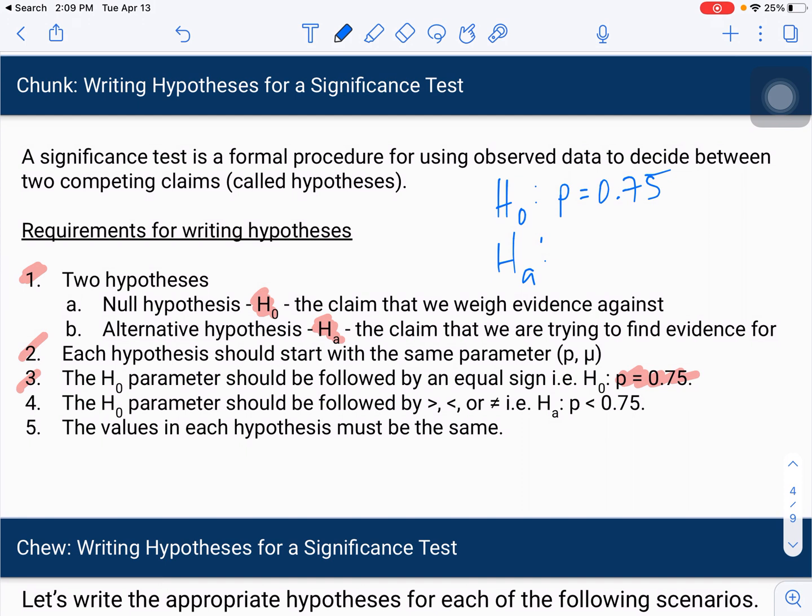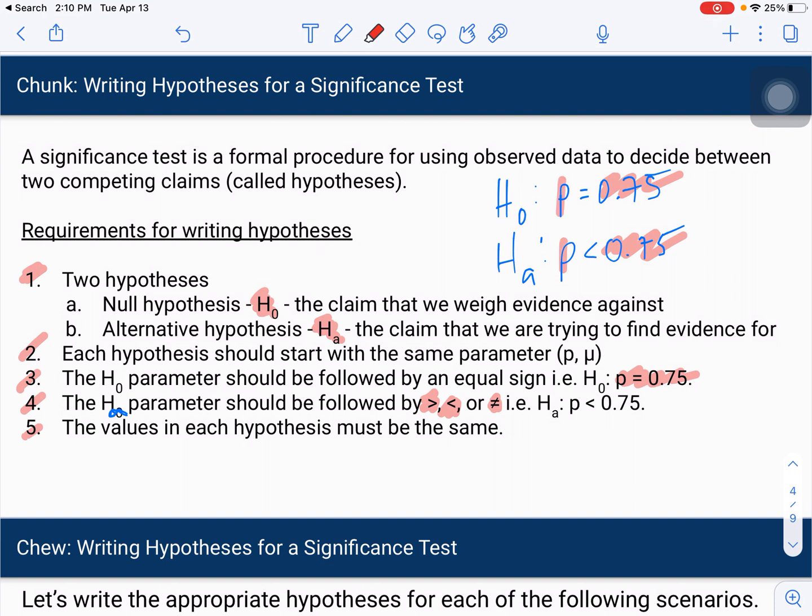Then the fourth, and I'm sorry, this should say A here: the alternative hypothesis parameter should be followed by one of three things. Either a greater than symbol, a less than symbol, or a not equal to symbol. The example I used for the alternative is P is less than 0.75. And then that fifth requirement is that the values in each hypothesis must be the same. Notice that I made both of these two values the same. Those numbers have to be the same. You have to use the same parameter.